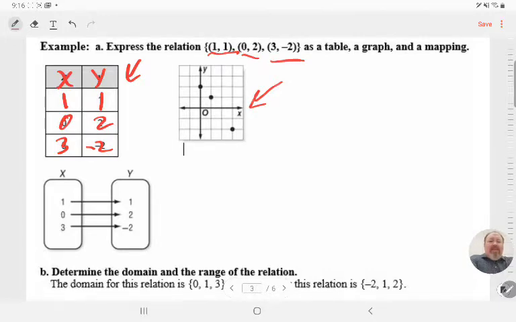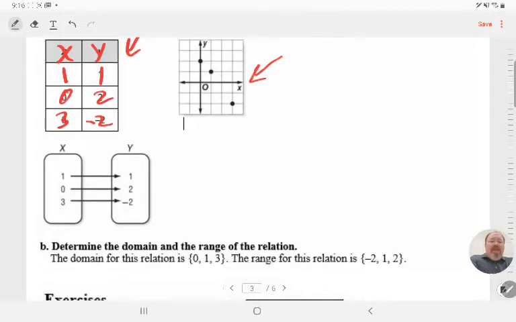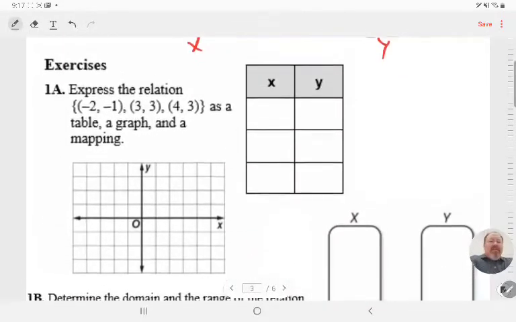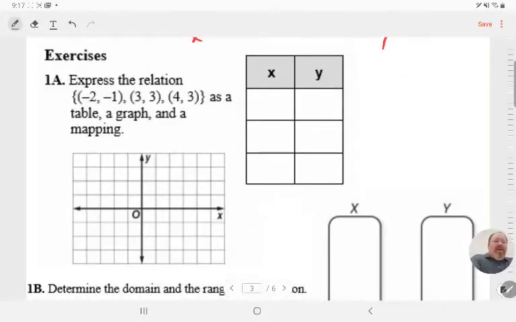Okay? And then it says to determine the domain and range of the relation. So the domain would be 0, 1, 3, the x's. Try to go from least to greatest. And then the range, -2, 1, 2. Again, least to greatest. Those are my x's, those are my y's. Okay? All right, you can pause the video, try this one on your own, and come back and see how you did.